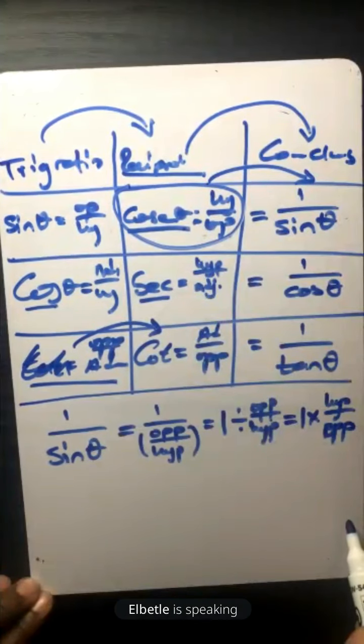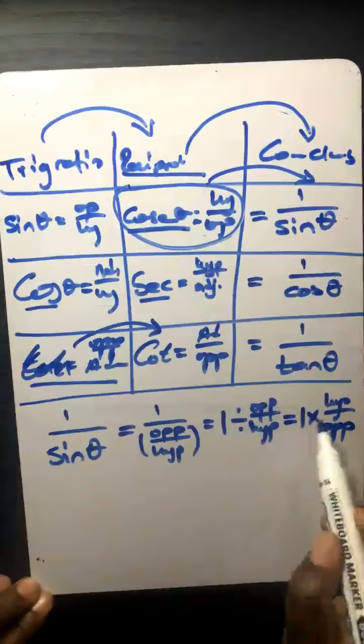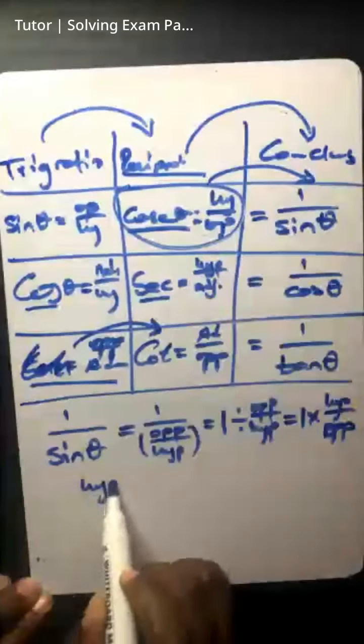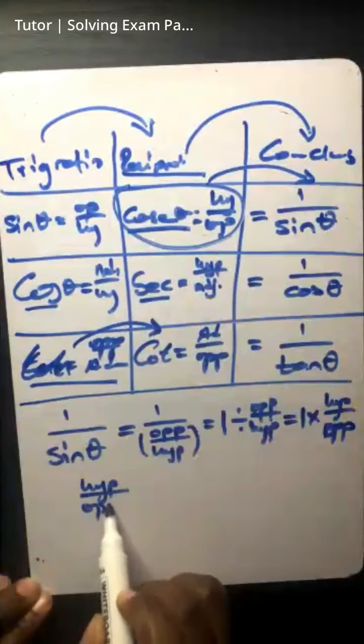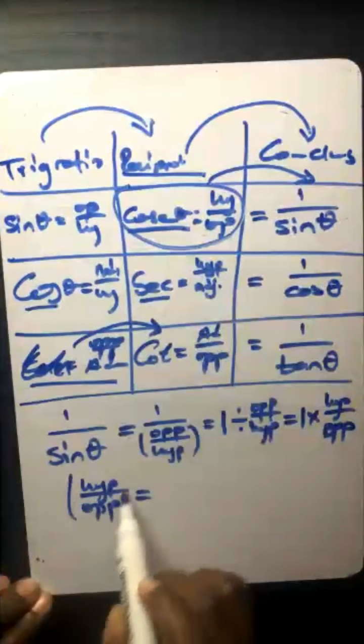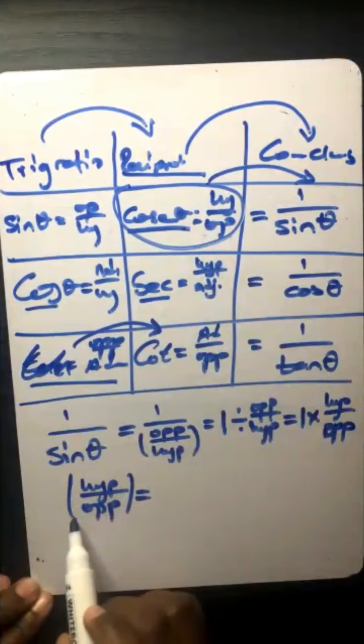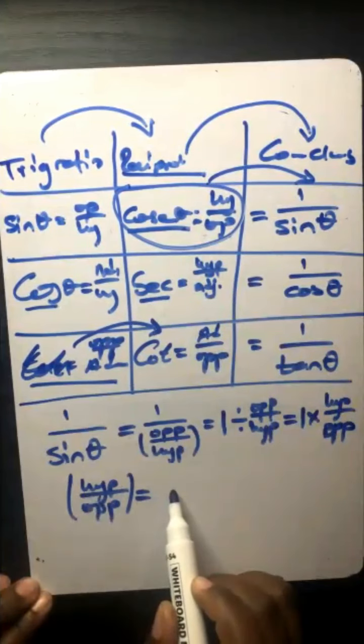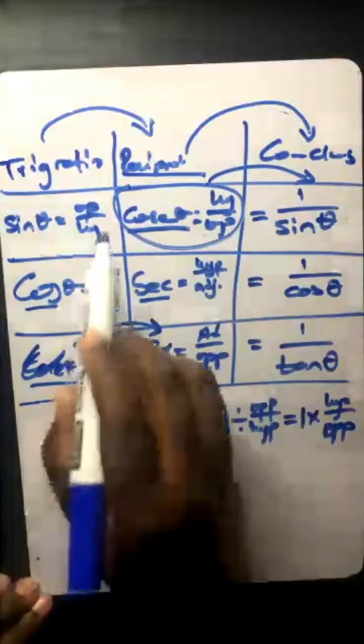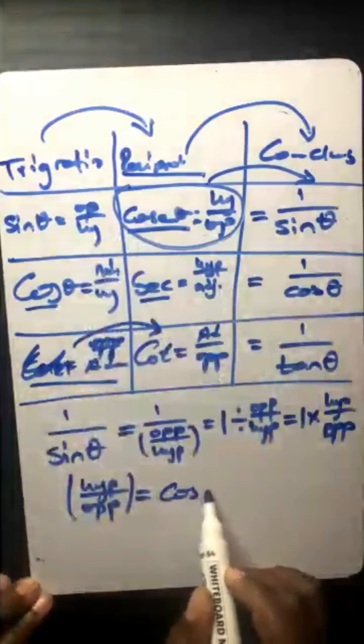Yes, sir. Which means 1 times all of that is actually hypotenuse over opposite. And we know this thing is actually what is it? Hypotenuse over opposite. We know we have opposite. So it is the reciprocal of sine, which makes it cosec.